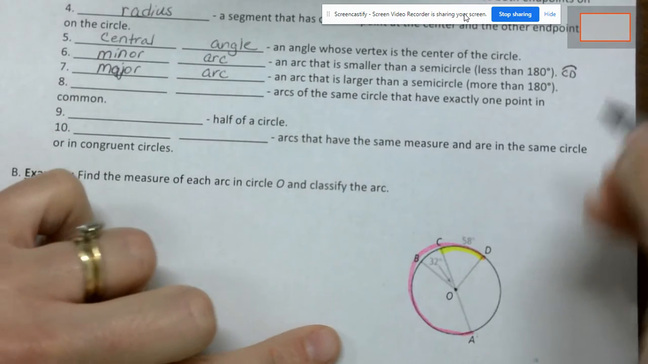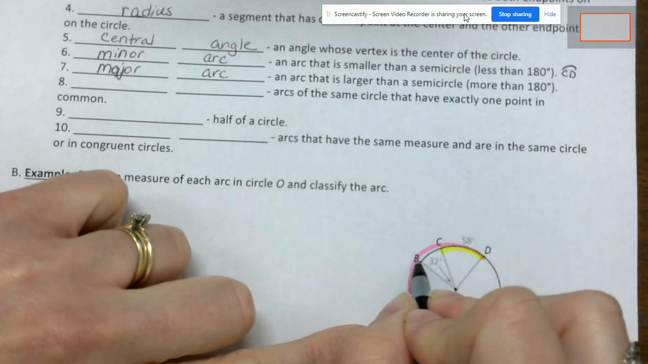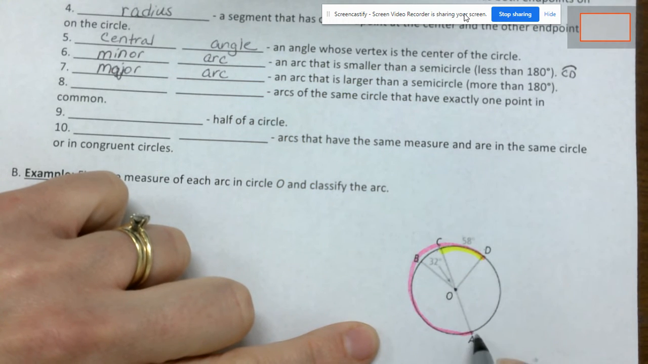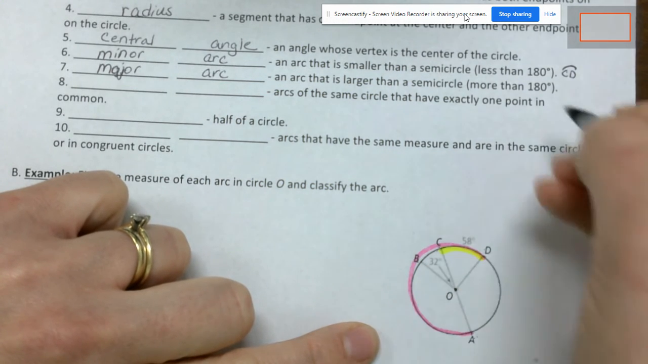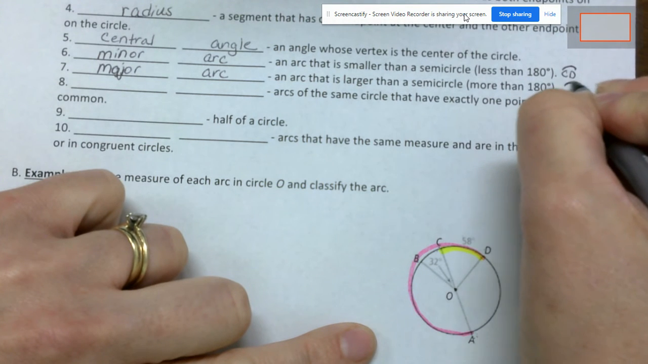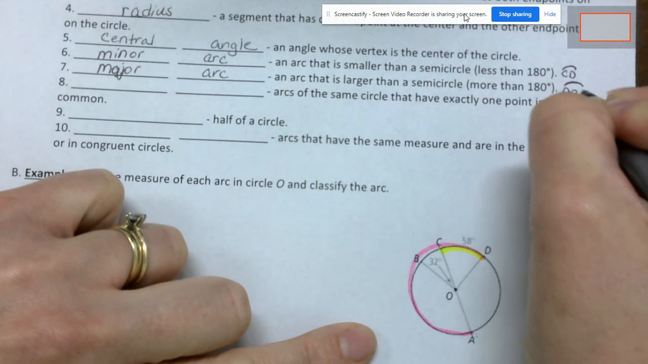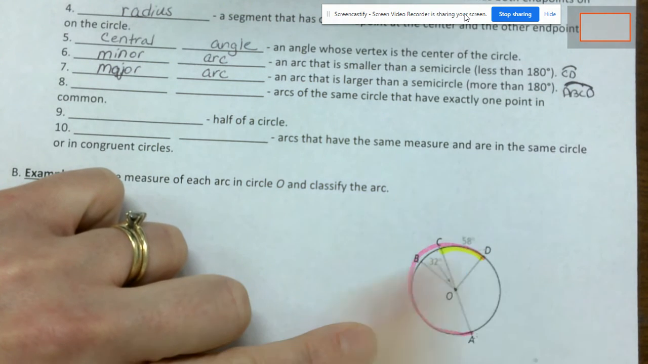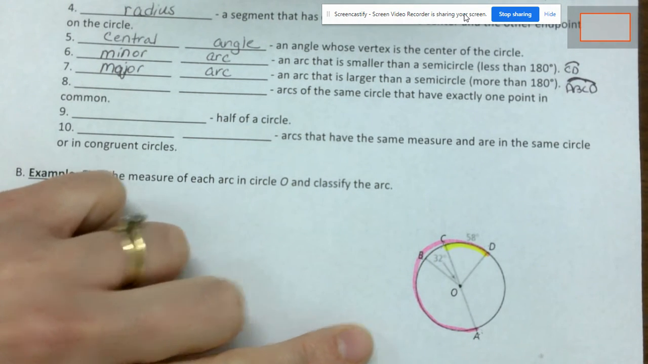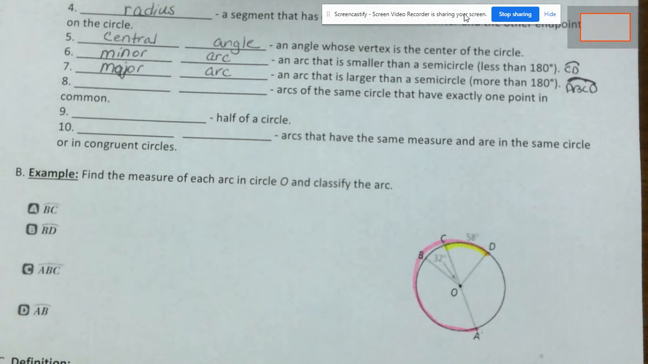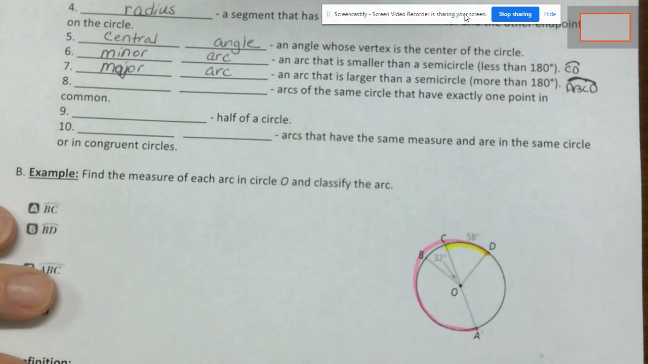And we would label that as A, B, C, D. Or you could just do A to D. Okay? So we would label this as arc A, B, C, D. That means it includes all the way around from A to D. Okay? A, B, C, D. And that would be a major arc.